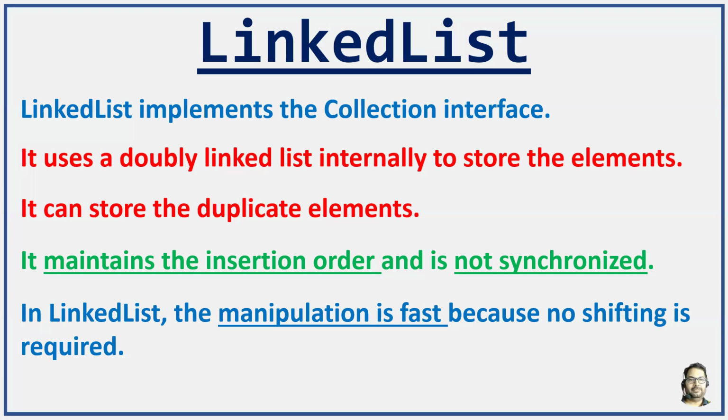In linked list, the manipulation is fast because no shifting is required. As I told you, it maintains a doubly linked list. It means it just stores the reference of the previous and the next nodes. So that's why it is faster in manipulation in comparison to array list, because no shifting is required.